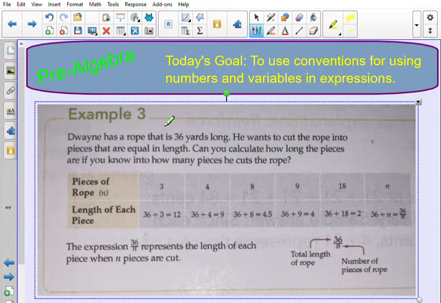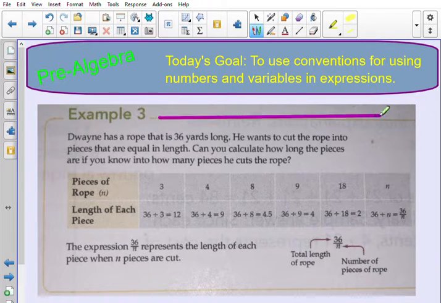Example number 3. The first example was multiplying. This one is going to be division. Dwayne has a rope that's 36 yards long. So we know that it's 36 yards. He's going to cut the rope into pieces that are equal in length. So every time he cuts it, the pieces are equal in length. Can you calculate how long the pieces will be if you know how many pieces he has to cut? Basically, we're taking some rope and we're going to cut it. Depending on how many places we cut it will give us the number of pieces. For example, if I cut it down the middle, it would be cut in half. We would have 2 pieces. In this case, they don't start with 2 pieces. They start with 3.